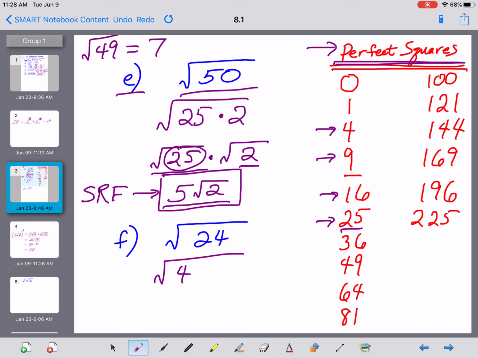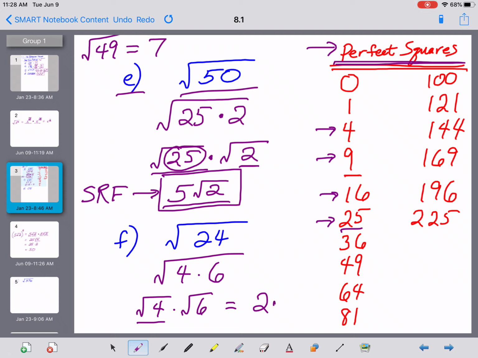So the square root of 24 becomes the square root of 4 times, and that's going to be a 6 there. We're now going to split this up into the square root of 4 multiplied by the square root of 6. And the square root of 4 we can evaluate to be 2. Not the square root of 2, just 2 by itself.